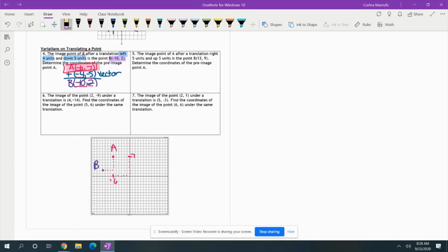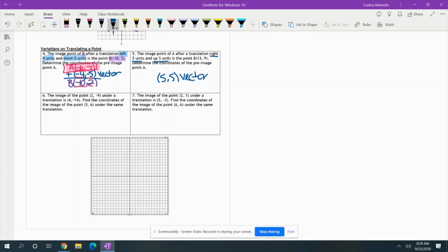So let me just erase this so that I have more space again for the next problem. And so now I'm going to do the graph first, and then I'll do the math after. So it says the image point of A after translation right is 5 units and up 5 units. Okay, so our vector is going to be 5, comma 5. This is our vector. Okay, because we moved to the right 5 units and we moved up.